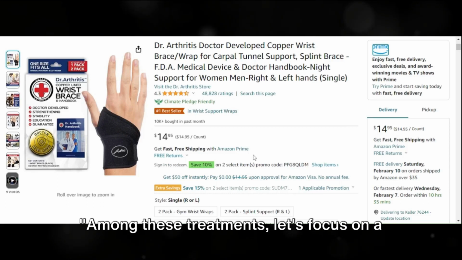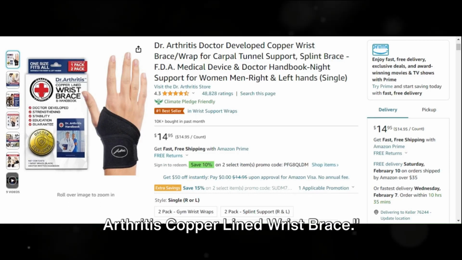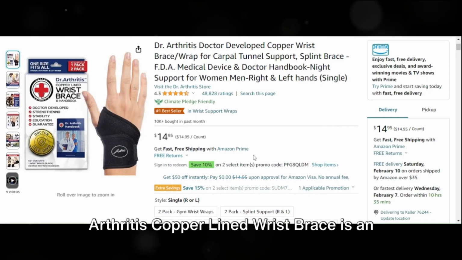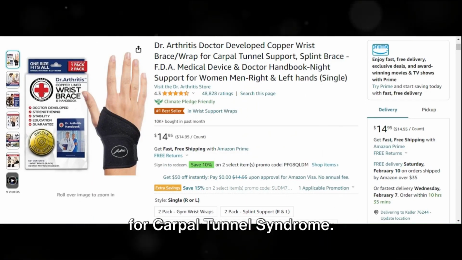Among these treatments, let's focus on a non-surgical and effective option: the Dr. Arthritis copper-lined wrist brace. This innovative tool works by providing gentle compression and support to the wrist, helping to reduce inflammation and alleviate pain. It's a simple, non-invasive solution that can be used in conjunction with other treatments. But more about that in the next scene. Stay tuned. The Dr. Arthritis copper-lined wrist brace is an effective non-surgical treatment option for carpal tunnel syndrome.